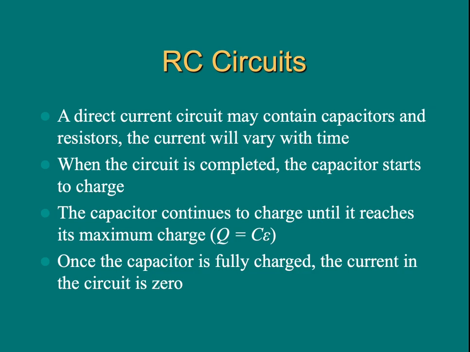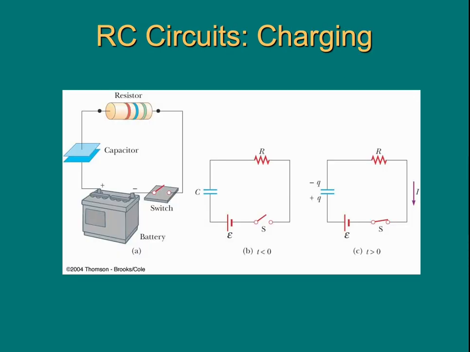A direct current circuit may contain capacitors and resistors. The current will change with time. When the current is completed, the capacitor starts to charge. The capacitor continues to charge until it reaches its maximal charge. Once the capacitor is fully charged, the current in the circuit will be zero. This is the charging process.